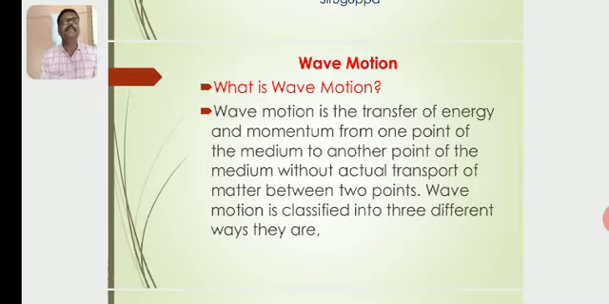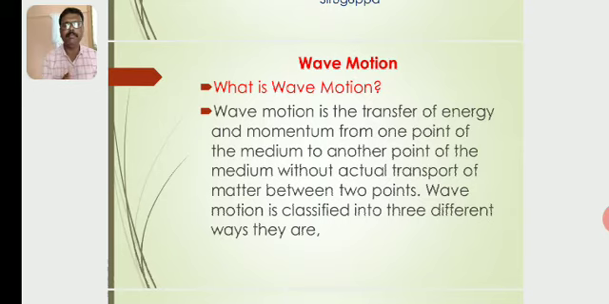What is wave motion? Wave motion is the transfer of energy and momentum from one point of the medium to another point of the medium without any actual transfer of matter between the two points. Wave motion means the transfer of energy in the form of disturbance from one place to another without actual movement of the particles of the matter or the medium.